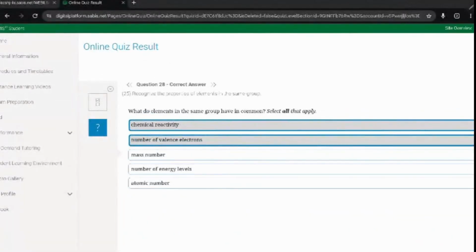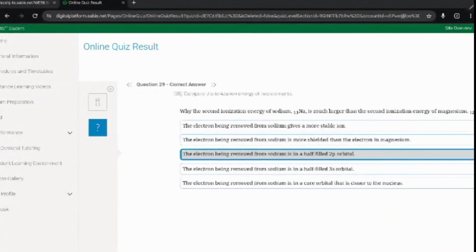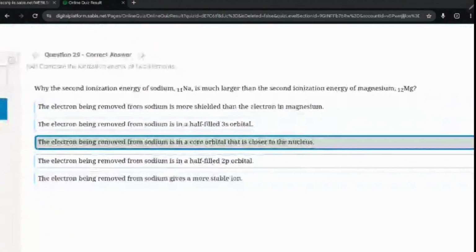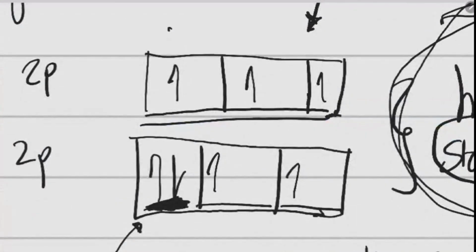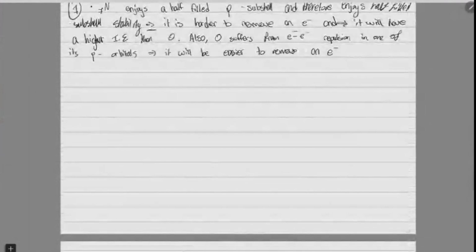Okay, new energy level. Let me continue here. Question 29. Why is the second ionization energy of sodium much larger than the second ionization energy of magnesium? Okay, let me explain this. When I explain this, it's going to be very straightforward. Really, it's going to be very straightforward.